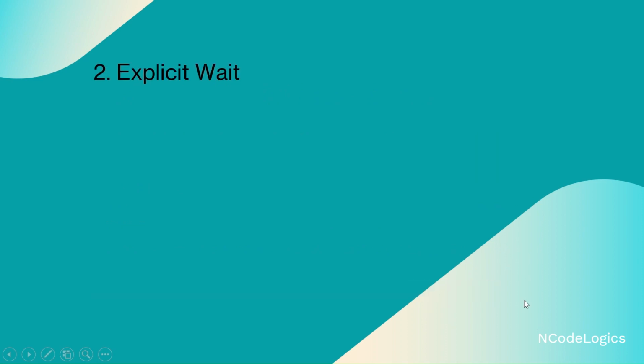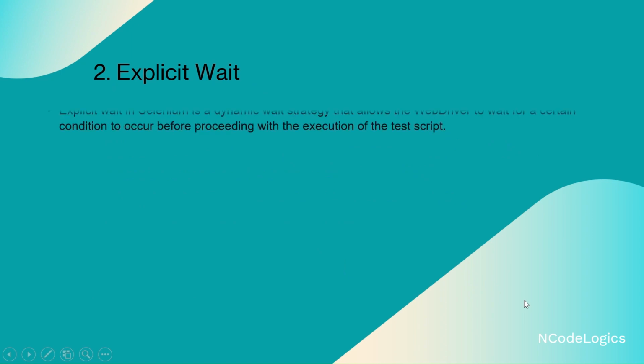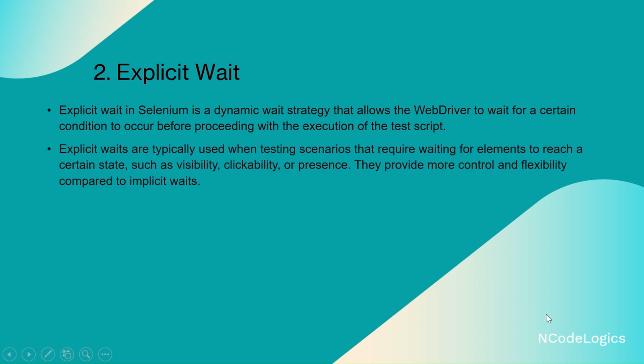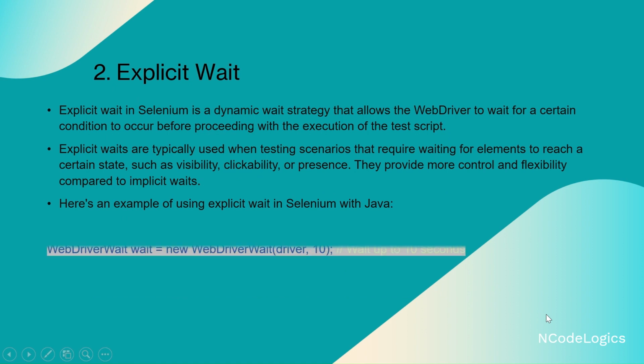Explicit wait. Explicit wait in Selenium is a dynamic wait strategy that allows the WebDriver to wait for a certain condition to occur before proceeding with the execution of the test script. Explicit waits are typically used when testing scenarios that require waiting for elements to reach a certain state, such as visibility, clickability, or presence. They provide more control and flexibility compared to implicit waits.